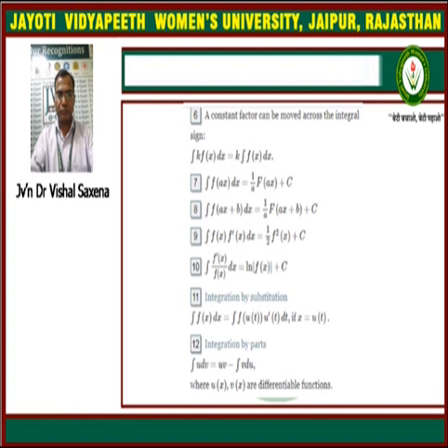Integration by parts can also be understood as follows: if we have two functions, the first function and second function, in integration, then it is equal to the first function as it is, multiplied by the integral of the second function, minus the integral of the derivative of the first function multiplied by the integral of the second function, and the whole is multiplied by dx.